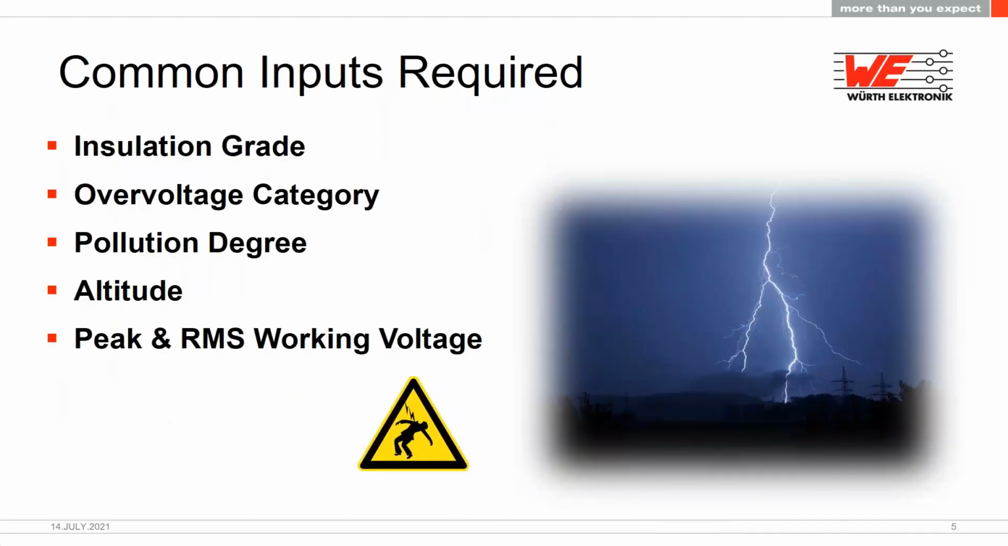When it comes to interpreting safety standards, our design engineers will need to be provided several pieces of information from our customers. These pieces of information include insulation grade, which is required by the end application, the overvoltage category, which refers to how the end application is connected to the mains, the pollution degree, or the environment that the end application will be exposed to, the highest possible altitude where the end application could operate, as well as the peak and RMS working voltages. These are really application dependent variables that we need this information from our customers.